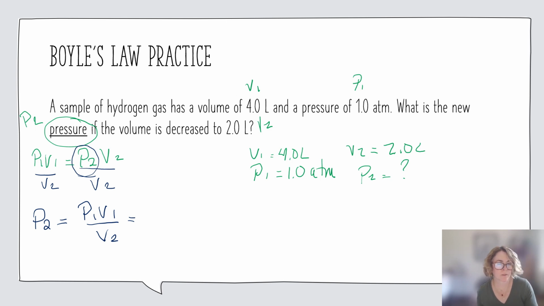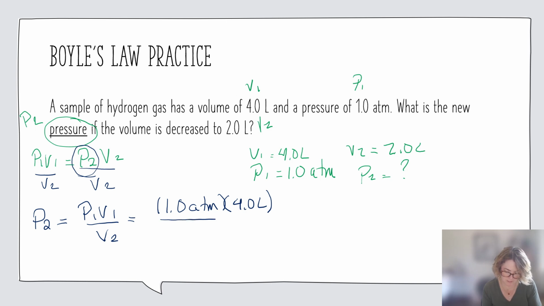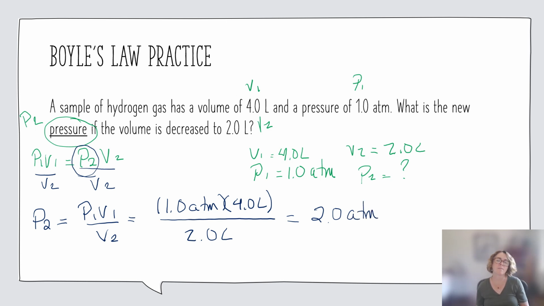Now I can go ahead and plug my numbers in. My initial pressure was 1 atmosphere. My initial volume is 4 liters, and my second volume is 2 liters. When I plug everything in, my final pressure is 2 atmospheres. My final answer should have 2 significant figures, since all my measured values have 2 significant figures.